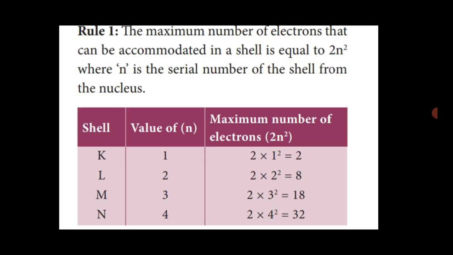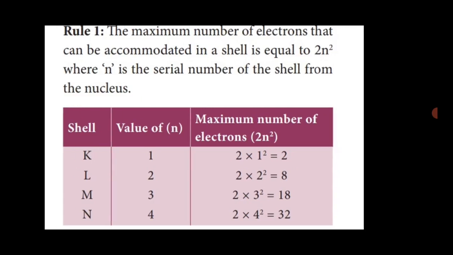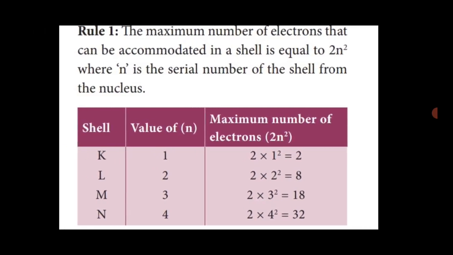Third shell, n value 3. What is the formula? 2n squared, 2 into n value 3 squared, value 9 into 2, 18. So the M shell contains how many electrons? Maximum number of electrons is 18 electrons.